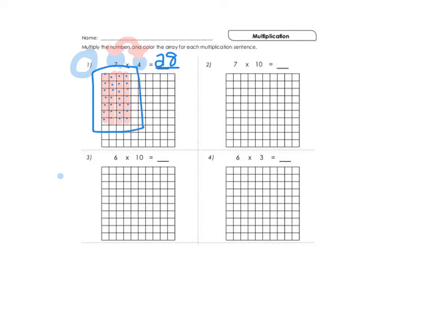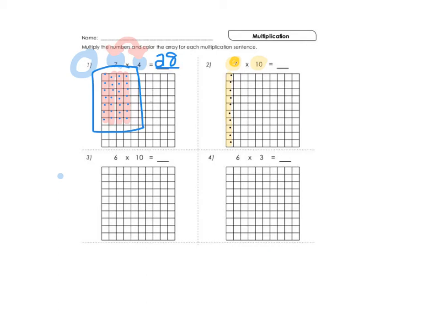Okay, let's try another one over here. We have 7. Whoops, I wanted my highlighter. Where's my highlighter? There we go. 7, and we have 10. So 7 groups of 10, or 10 groups of 7. However, I know because I've done this before that from here to here is a group of 10. To prove that to you, let's do some counting. 1, 2, 3, 4, 5, 6, 7, 8, 9, 10.